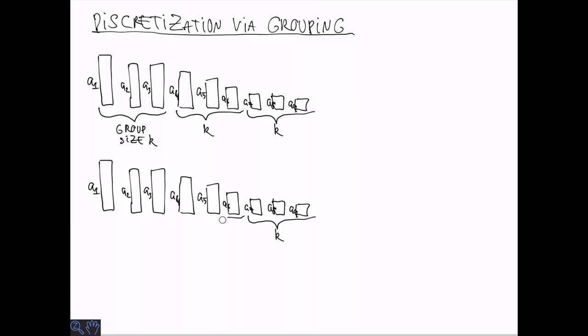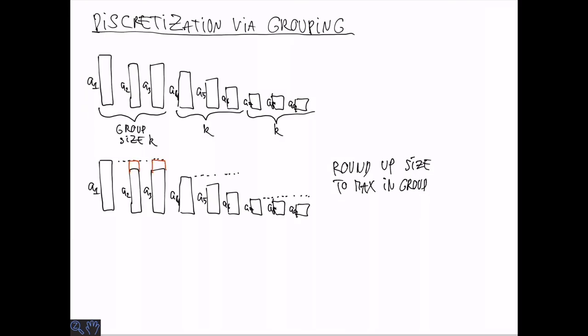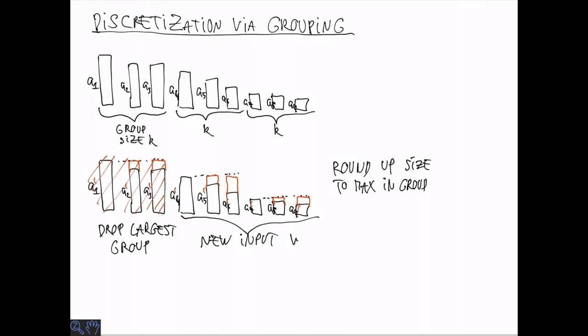that we can solve more easily and whose solution actually gives us a good solution to the original problem. Okay, so the new input is basically a copy of the previous one, but in each group we round up the values to the maximum in the group. So a1, a2, a3 get a new value that's equal to a1. a4, a5, and a6 get a value that's equal to a4, and so forth. Also, we drop the largest group, so we simply throw these elements away. This gives us a new input, I prime, and let's call the original input I.